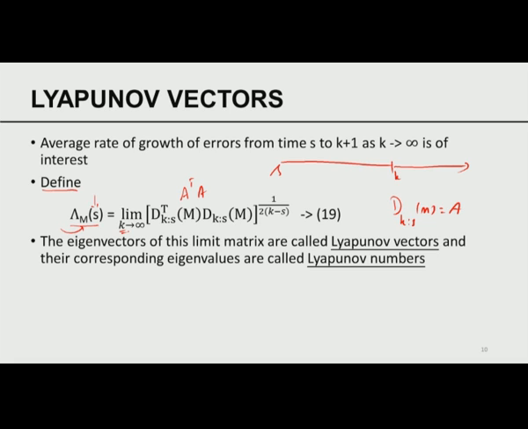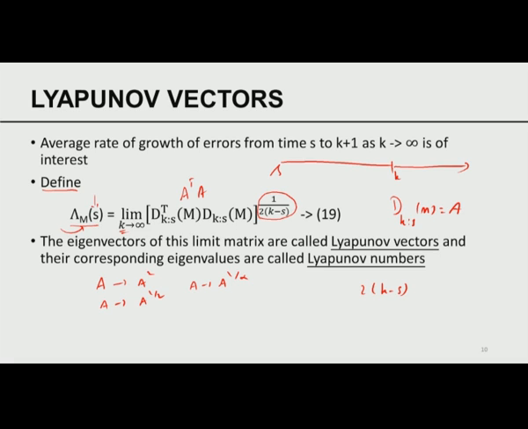I am also interested in the 2 times (k minus s) root of this matrix. Please understand, given a matrix A, I can consider A squared. Given a matrix A, I can consider A to the power of 1/2. Given a matrix A, I can consider A to the power of 1 over alpha for some alpha. So this is the matrix I'm considering: the power 1 over 2 times (k minus s).